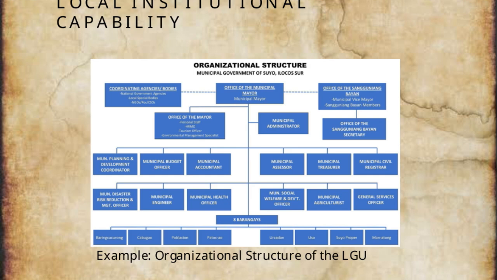A well-structured organization ensures clear roles and responsibilities, which in turn promotes efficiency and accountability. You'll notice that this structure forms the backbone of local governance, enabling the LGU to function smoothly and meet its development goals. Throughout our discussion, keep in mind that strengthening this structure is key to enhancing overall institutional capacity, which is vital for sustainable local development.